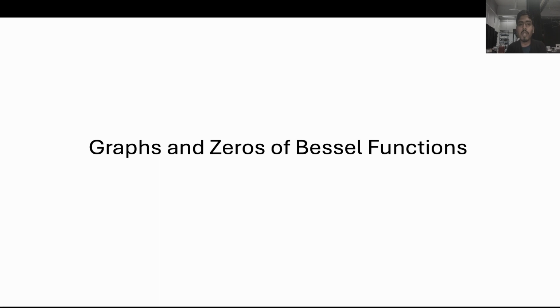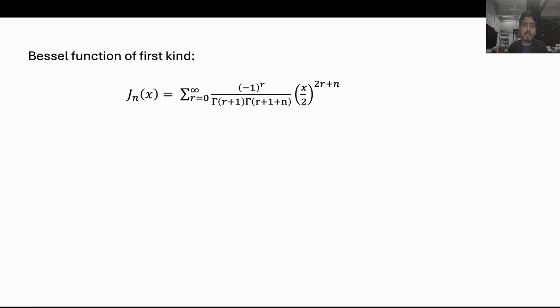In the last two classes, I talked about Bessel function of first kind and Bessel function of second kind, which are basically the Neumann functions. In this class, I will talk about the graphs and zeros of Bessel functions. So let's look at the Bessel function of first kind at first. This is the Bessel function of first kind.